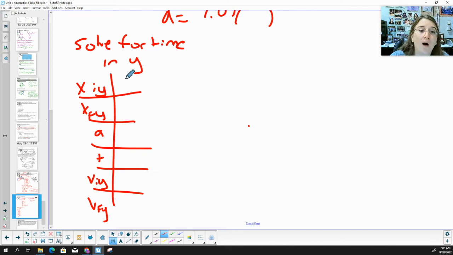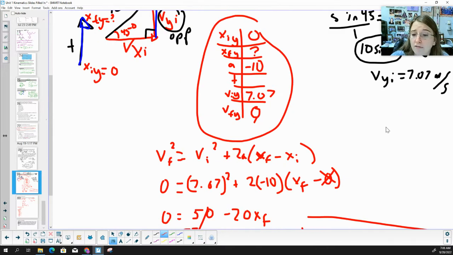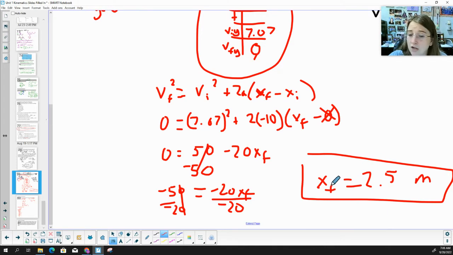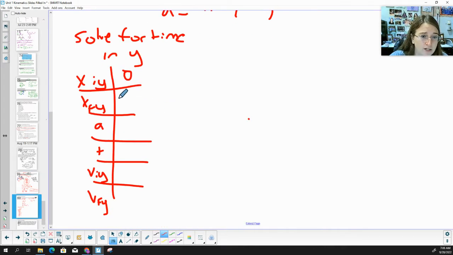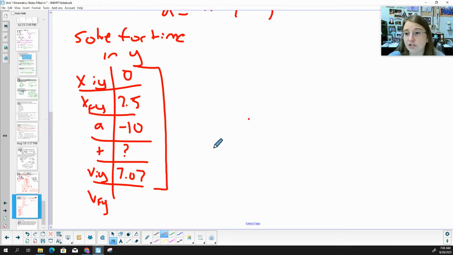Okay, well, my x initial in the y is 0. We did solve for our x final, yeah, 2.5. So I'm going to go ahead and put that there because I do know that now. A is still negative. T is the question mark. And then V initial was the 7.07. Now, technically, I actually know my V final in the y, but I'm going to leave that blank so I don't confuse you because that's enough information to solve for time. So take a second, look at those variables. What formula are you going to use to solve for time?